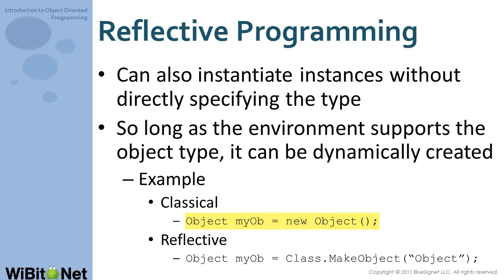Now in a reflective view, and this is just a mock-up, not a real language, I can make an object type instance, but instead of making a new object instance, I can call some functionality that takes in a different representation, like a string, of the name of that object. During runtime. Yes, and that could be dynamic. It could be a passed parameter.